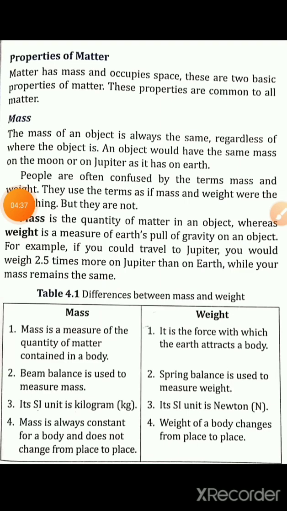So the properties of matter. Matter has mass and occupies space. These are two basic properties of matter, and these properties define a matter. The first one, mass. So what is mass? The mass of an object is always the same. The quantity of matter contained in a body is the mass of that body.